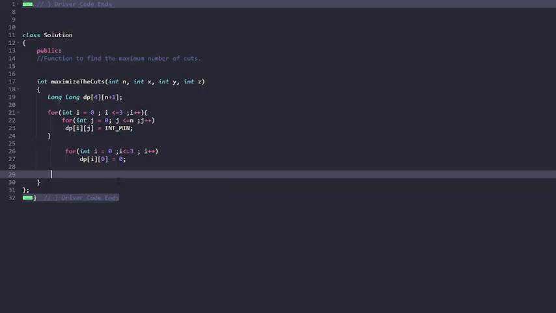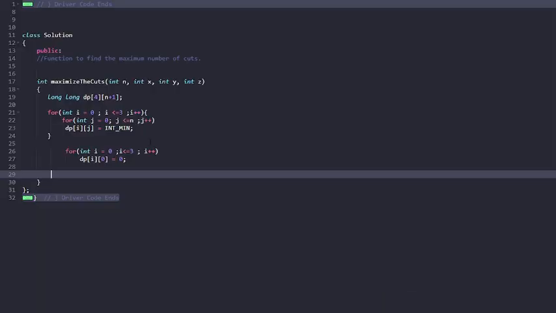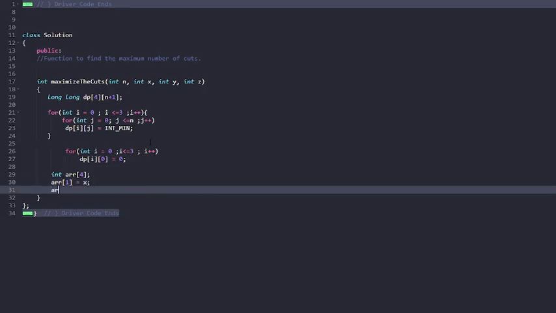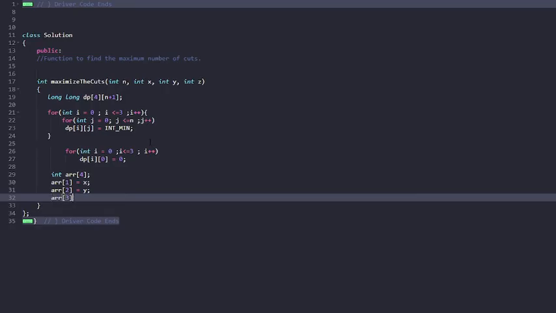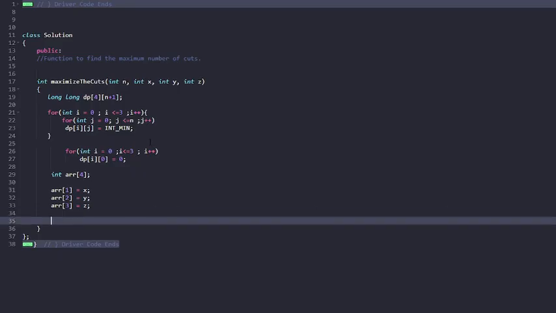Now before considering that, as I said earlier, I have to pick these values in the array. We will see why. So first of all we will do that. We will take an integer array of size 4, and for array of 1 I will put x here, array of 2 I will put y here, and array of 3 I will put z, right? So this was it. Now I can have the base condition.